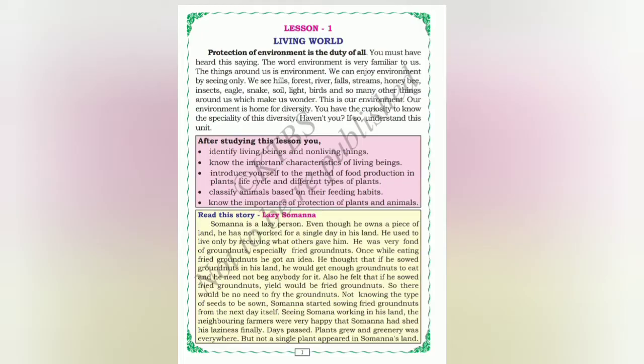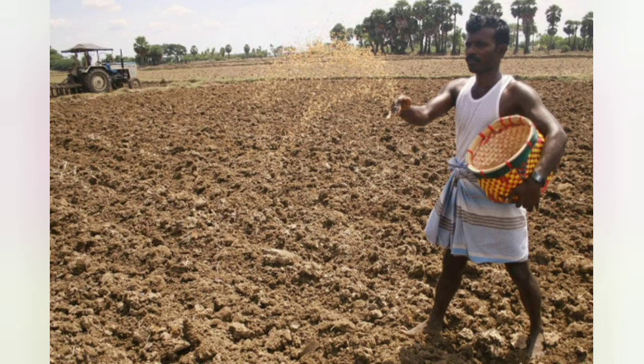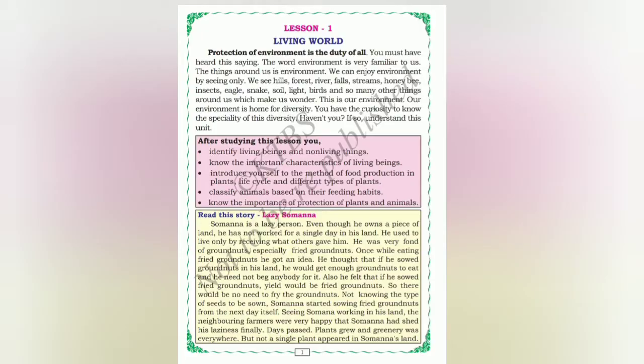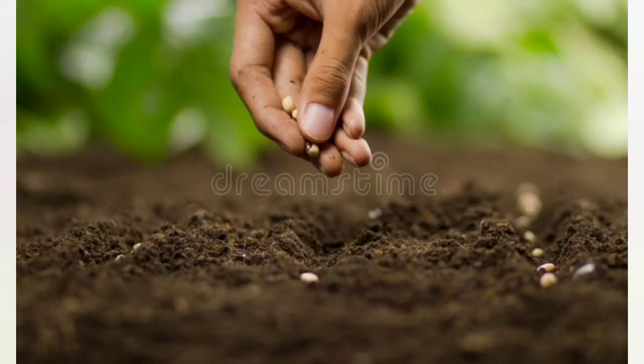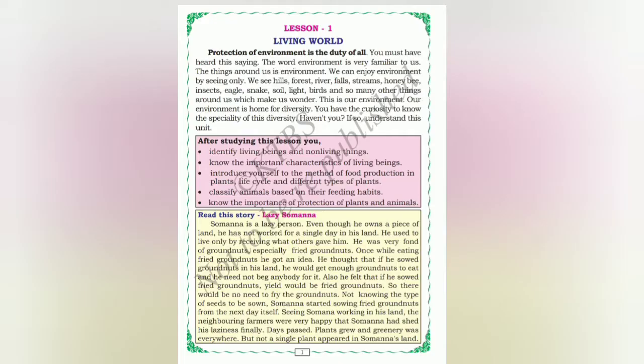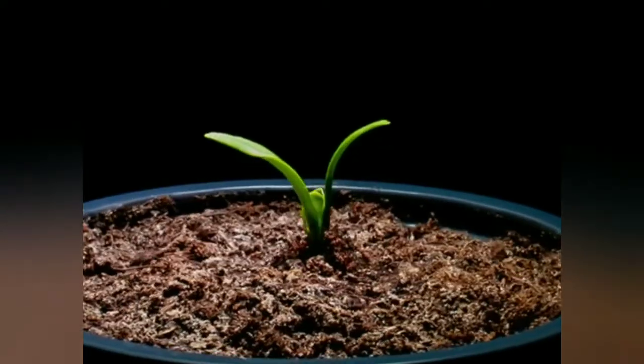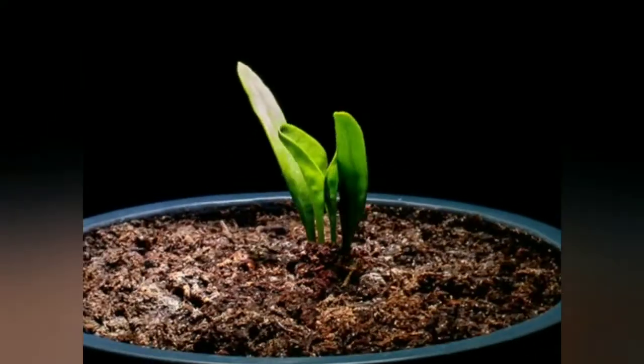In previous class, you might have learnt about the living beings and non-living things. In this lesson, we are going to learn the characteristics of living beings. Here is a story of Somanna who sowed the fried groundnuts in his field. But not a single plant appeared in his land because the living component is destroyed in the seeds after frying it. Raw groundnuts have the characteristics needed to grow into a plant.